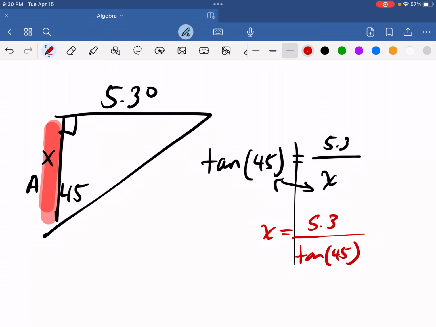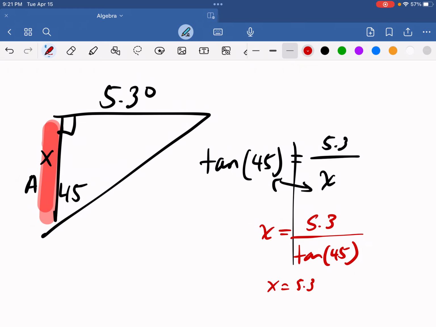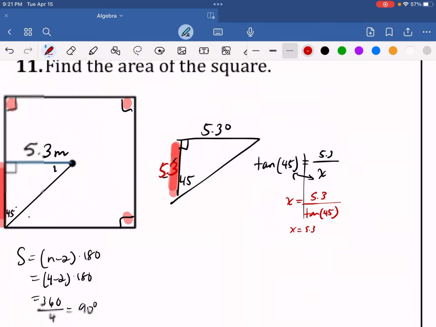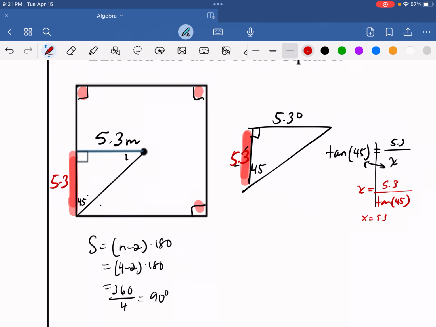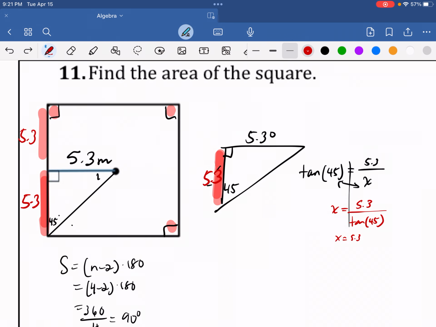Plug that into the calculator. Make sure you set it to degrees. So 5.3 divided by tan 45. And again, you get 5.3. You get the same answer. So right here, it's 5.3. But then you have another 5.3, because this is the same triangle. If you drew a triangle this way, it'd be the same one, so you get the same answer. So 5.3 plus 5.3 is 10.6.